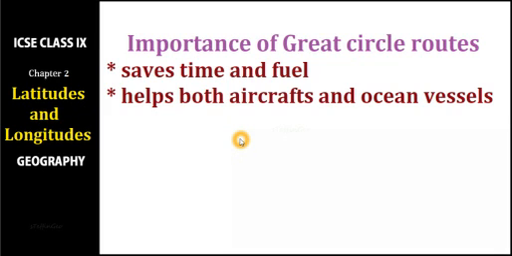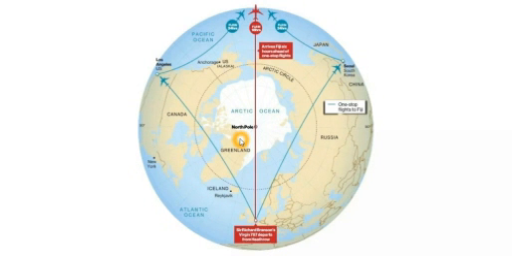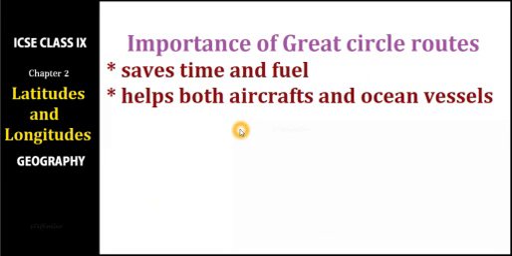But we cannot follow great circle routes everywhere. In the case of flights, we just saw the example where the climate is not favorable. Sometimes in the case of oceans also, there can be dangers. You might have heard about places like the Bermuda Triangle, which is not safe for ships. So great circles are the shortest distance between two places, and they save time and fuel.